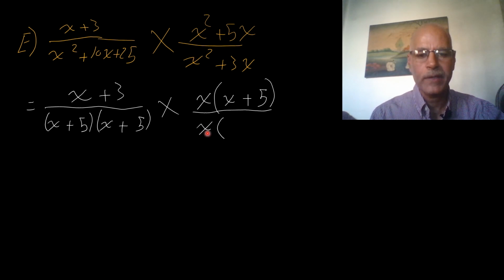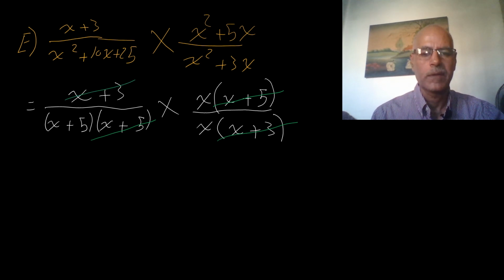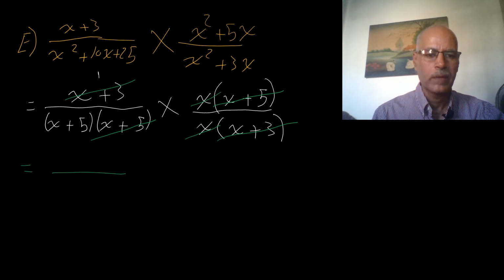X squared over x. It's x plus 3x over x, 3. It's x plus 5. Cancel those x plus 5. X plus 3. Cancel those x plus 3. X cancelled with x. It gives me 1, 1, 1. Give me 1 over x plus 5. And it's finished.